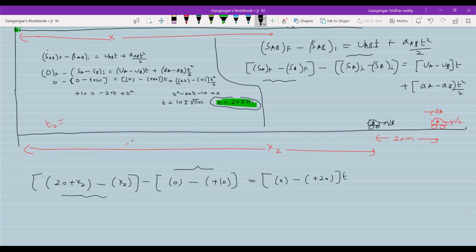Here you have 0 minus of plus 10 now, sir. Look at this left-hand bracket; I'm substituting this formula. Finally, what happened? The car is at what position from the origin? 20 plus x2. And what about car B? At position x2. X2 will get cancelled. Yes, sir. Okay, sir. Thank you, sir.